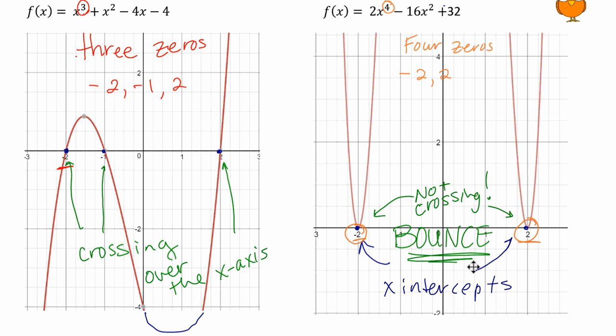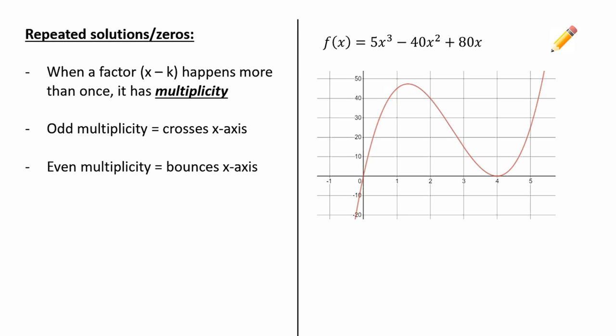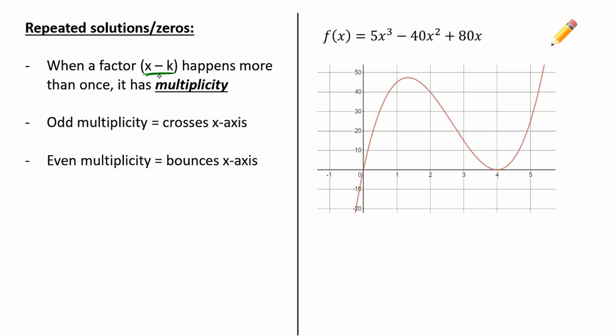So what happens is if an intercept is a bounce, that means those intercepts, those values happen more than once. So considering the fact that they bounce, my zeros are -2, -2, 2, and 2. What happened was these numbers came up twice when we figured out what those zeros were doing it by hand. That's called multiplicity, by the way. Repeated solutions or zeros, when a factor, x minus k, happens more than once, and we'll talk more about that as we go, it's called multiplicity.